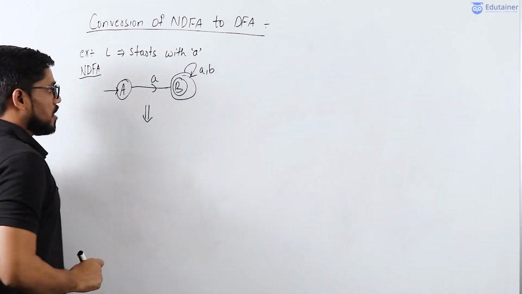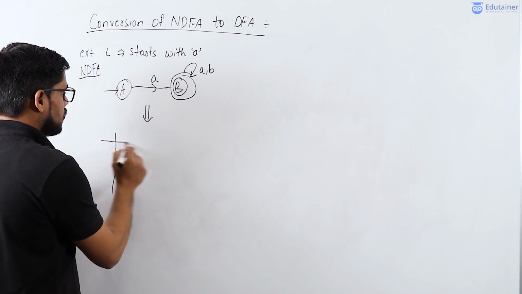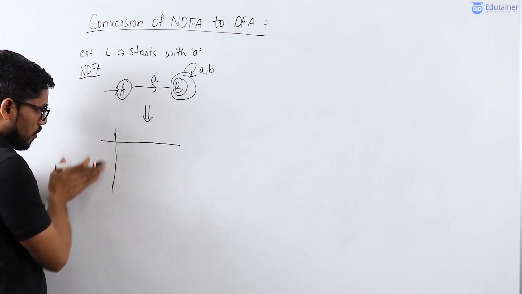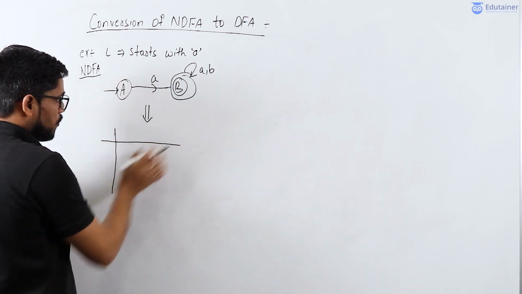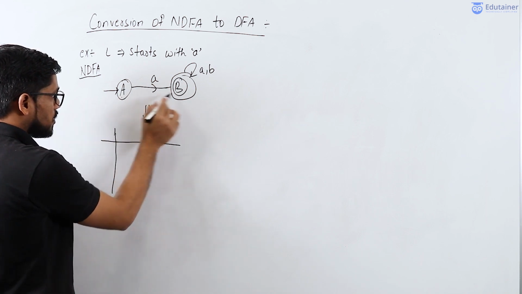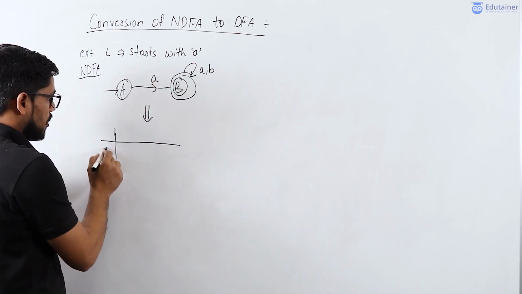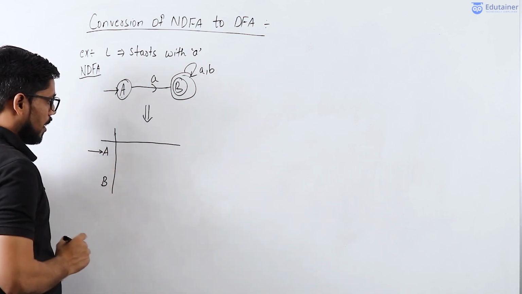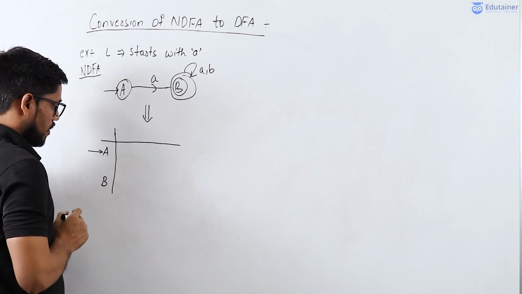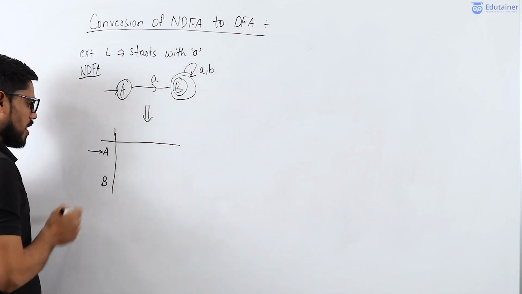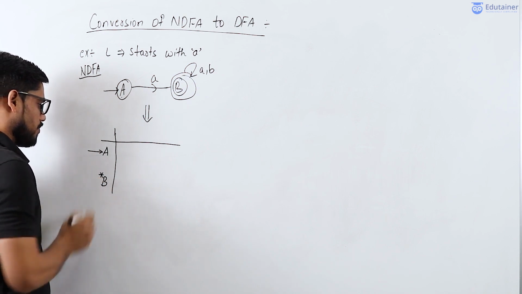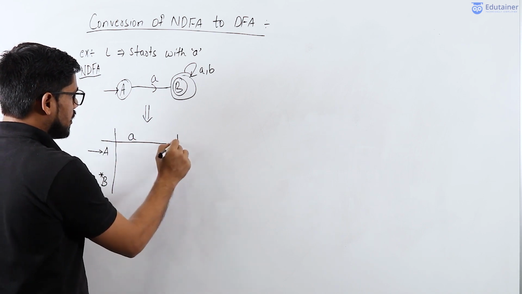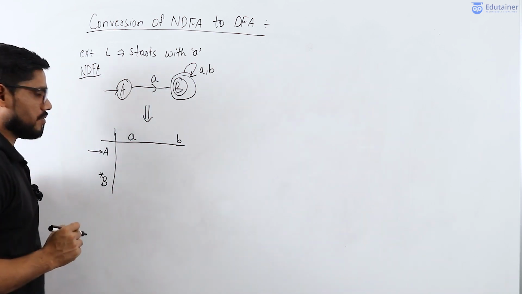How can you draw the transition table? In the transition table, the rows always contain the states and the columns contain the input alphabet. There are two states in this particular transition diagram, capital A and capital B. The initial state is represented with an arrow symbol before the state name, and if you want to represent a final state, you can represent it with a star. On the columns, small a and small b are the two input alphabets.